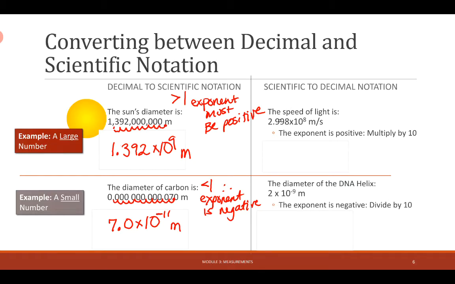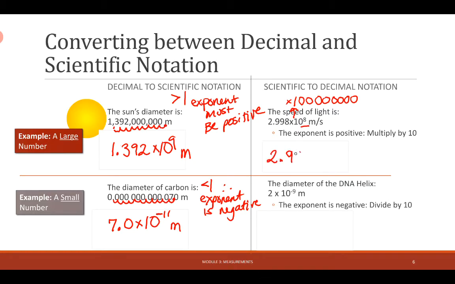Going the other way, we can look at the exponent and know that I have to multiply 2.998 times 10 to the 8th power. 10 to the 8th power is going to be a very large number. That is 10 with 8 zeros. So that's times 10 with 8 zeros. 1, 2, 3, 4, 5, 6, 7, 8. And so this is going to be a very huge number. So 2.998 times 10 with 8 zeros is going to be really big.